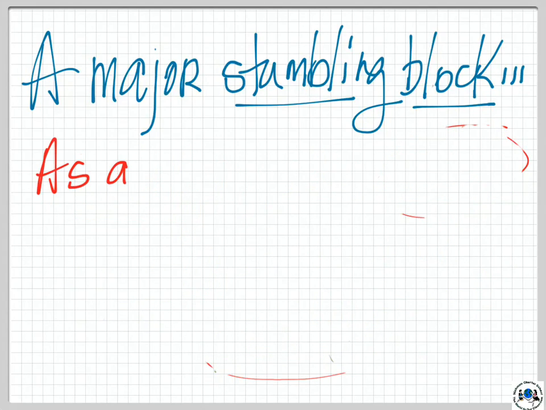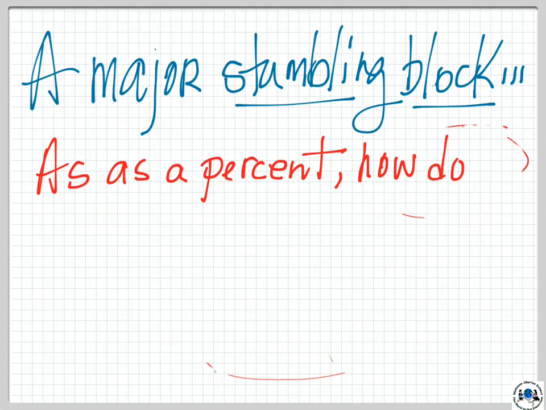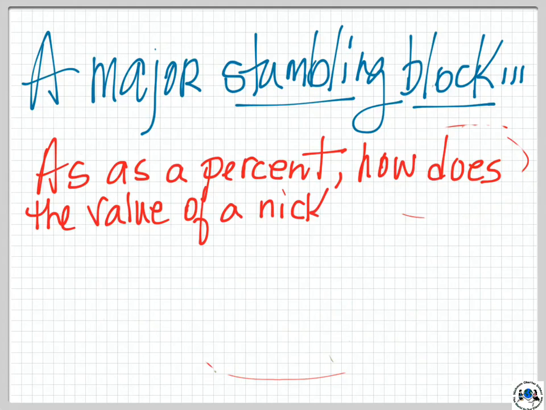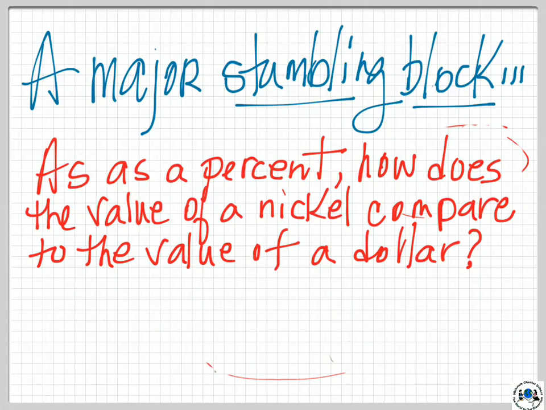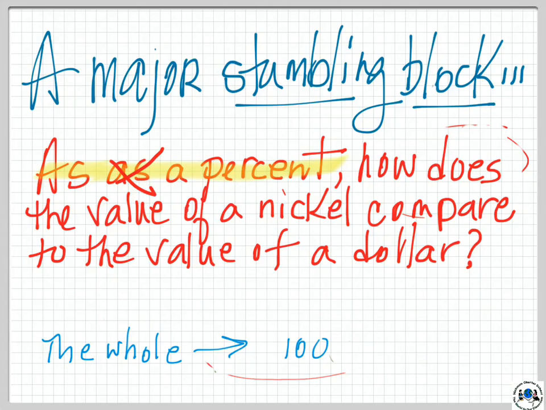For an example: as a percent, how does the value of a nickel compare to the value of a dollar? The question here is we want to know as a percent, how does the value of a nickel compare to the value of a dollar? Well, we identify the whole, and the whole is the dollar. This dollar can also be referred to as 100 cents.